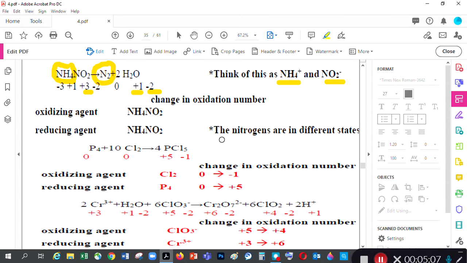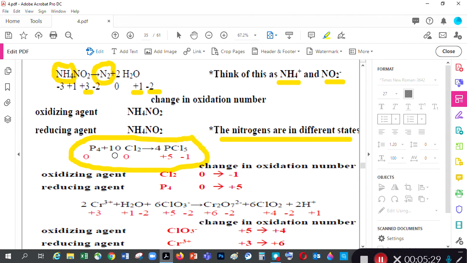So we have the nitrogen in different oxidation states. So think about the ammonium ion. The nitrogen in the ammonium ion will be oxidized, while the nitrogen in the nitrite ion will be reduced. Let's look at another example.